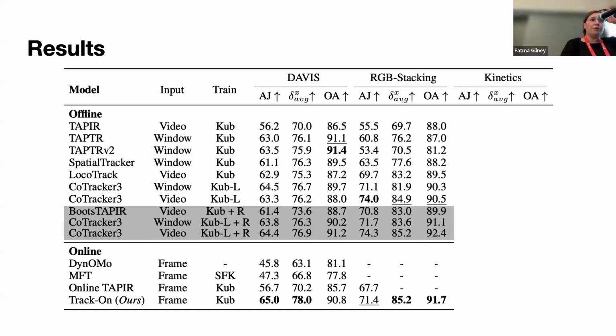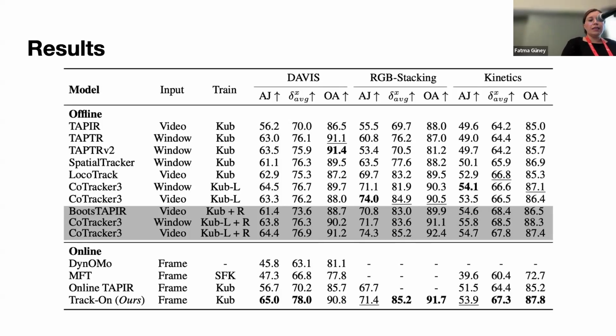The next one is RGB stacking. RGB stacking is particularly interesting because it has these long videos with lengths up to 250 frames, and it is ideal for our model because one of our claims is scaling to long temporal spans with the memory modules. And what we see here is that our model performs better than online and offline in delta and occlusion accuracy again, despite the advantages of models working with videos, like having additional access to future frames.